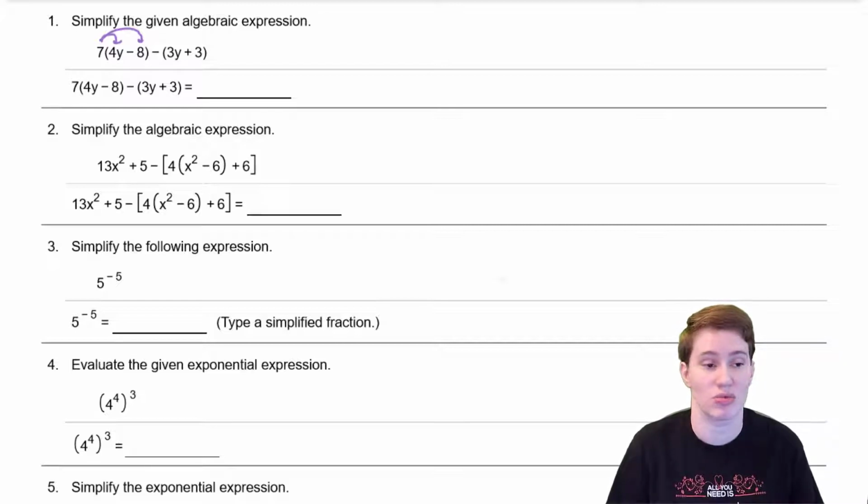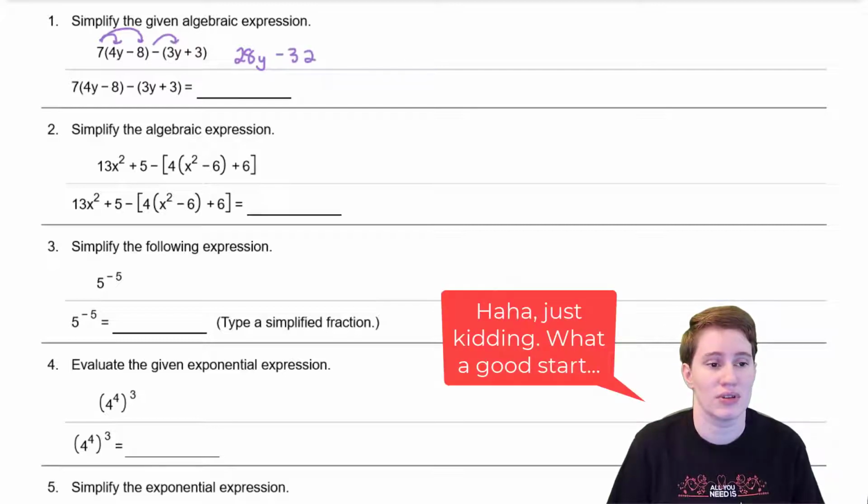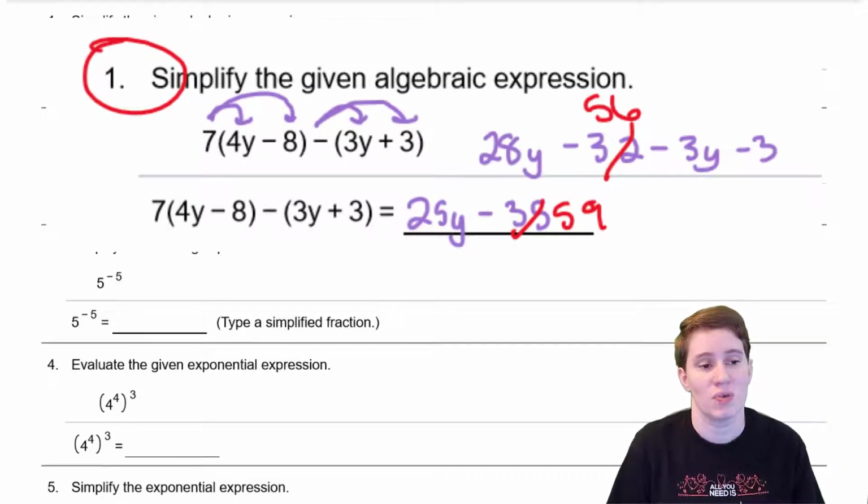So 7 times 4y gives us 28y, and 7 times -8 gives us -32, and then this negative needs to be distributed, so it's like multiplying by -1. -1 times 3y is -3y, and -1 times 3 is -3, and now we add our like terms. So 28y minus 3y is 25y, and -32 minus 3 is -35, and that's our answer.